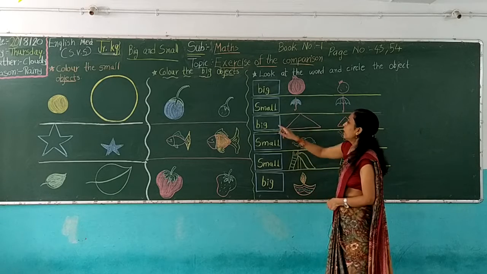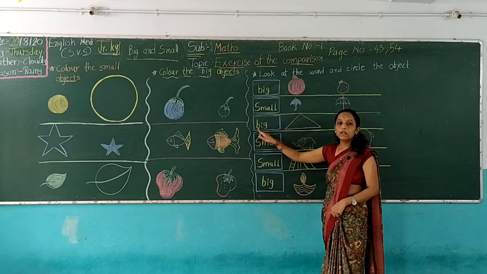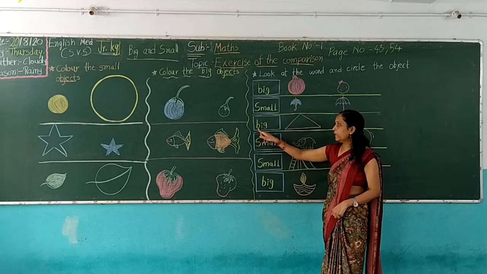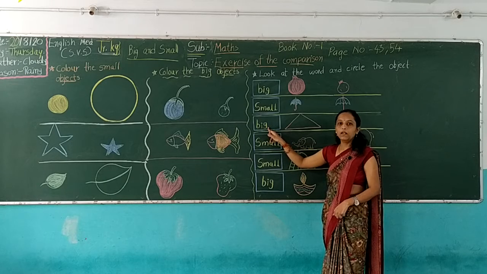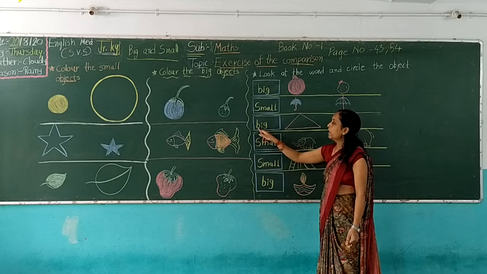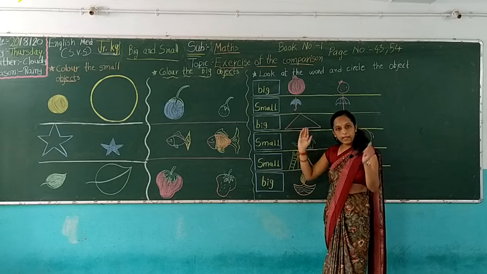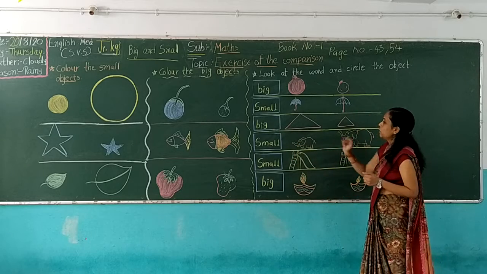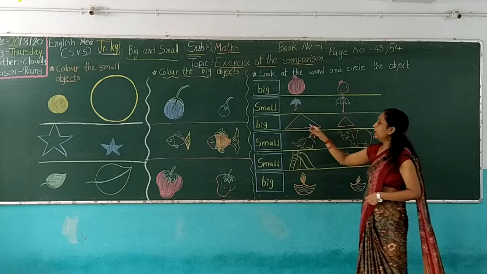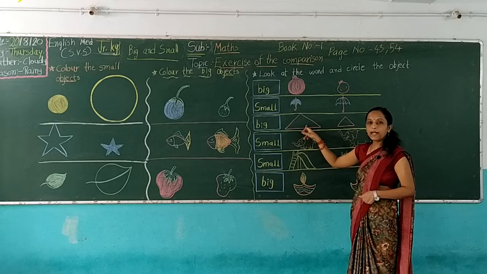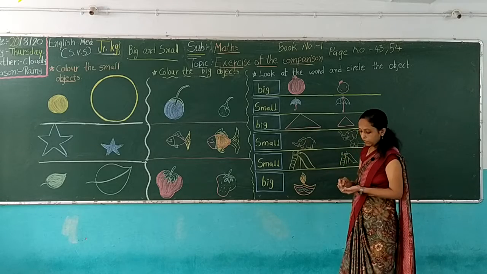And here, which word is written? Tell me. Read with me. B-I-G. Big. Again one more time. Read with me. B-I-G. Big. Big means bada. So which triangle is big? This one? No. This? Yes. This triangle is big. So color only the big triangle.